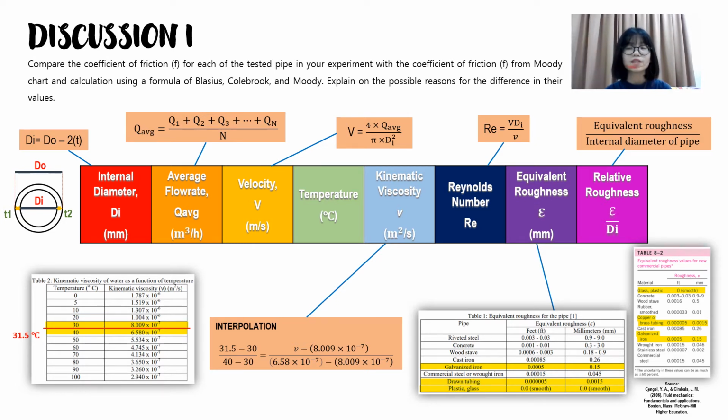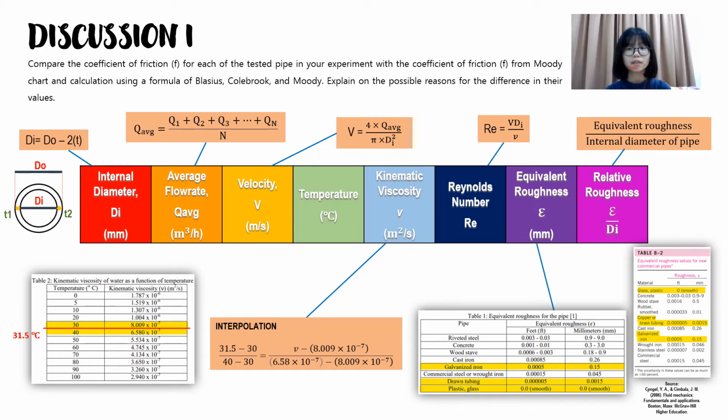First, among the 5 tested pipes, only the galvanized steel pipe is provided with an internal diameter. So for the rest, we use the formula: outer diameter minus double the thickness of the pipe, to find the internal diameter. Next, the average water flow rate for each tested pipe is determined using the equation: summation of the water flow rate divided by the number of flow rate readings. The third parameter we determine is the velocity of water flow, which is calculated by using the formula 4 times average flow rate divided by the area of the pipe.